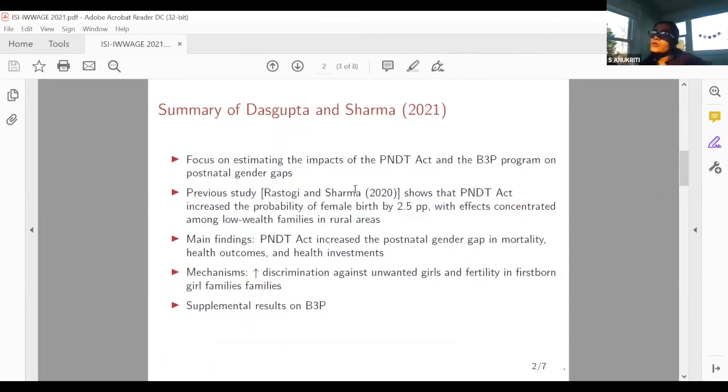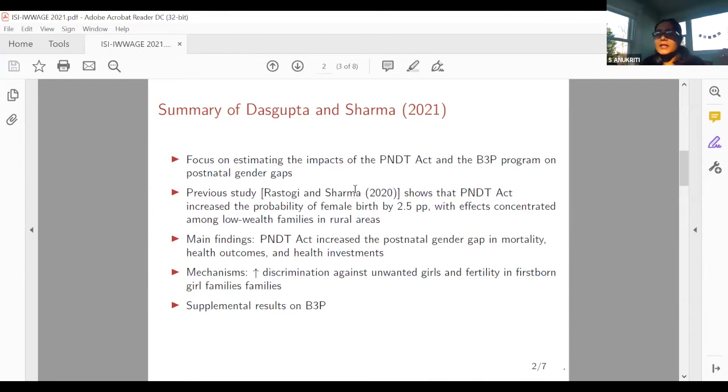What they find is, they focus on estimating the impacts of the PNDT Act, which Aparajita described in detail, as well as the Beti Bachao Beti Padhao program on postnatal gender gaps. I think there's a previous study, where Anisha is one of the co-authors, which finds that the PNDT Act, so this is the first stage. We want to know, did the act in fact change sex selective abortions? Because that's the mechanism here. What they find in that paper is that the probability of female birth did increase by 2.5 percentage points.